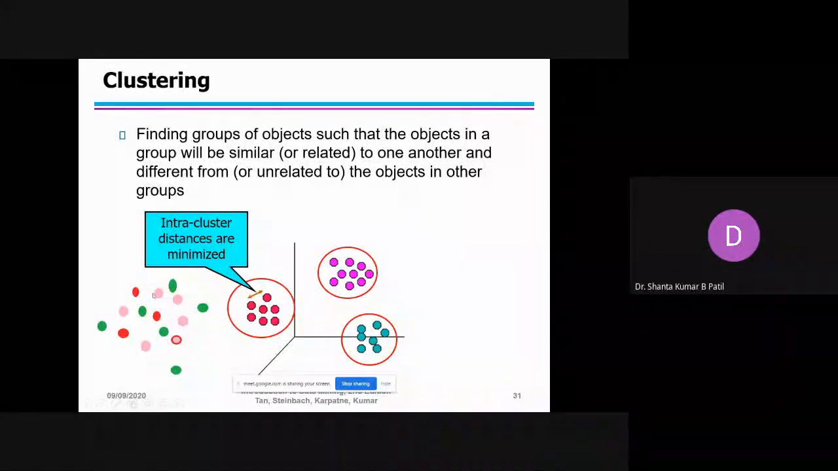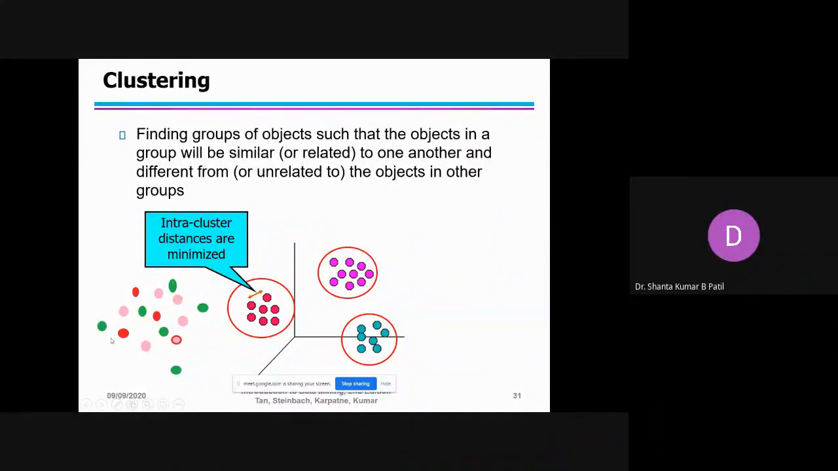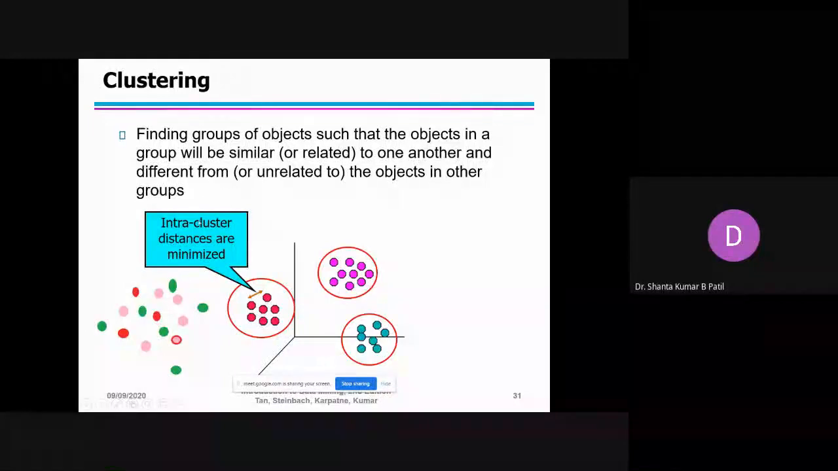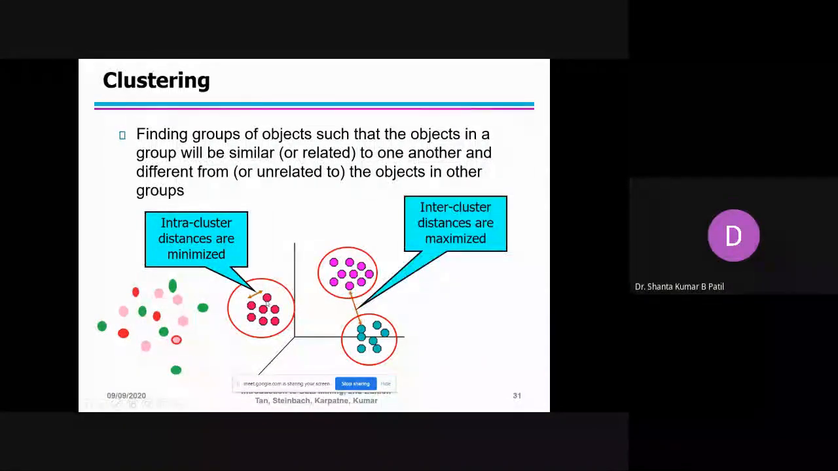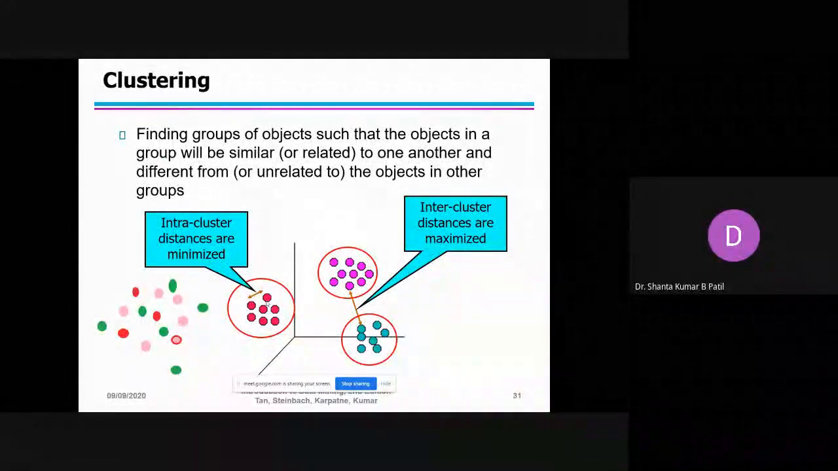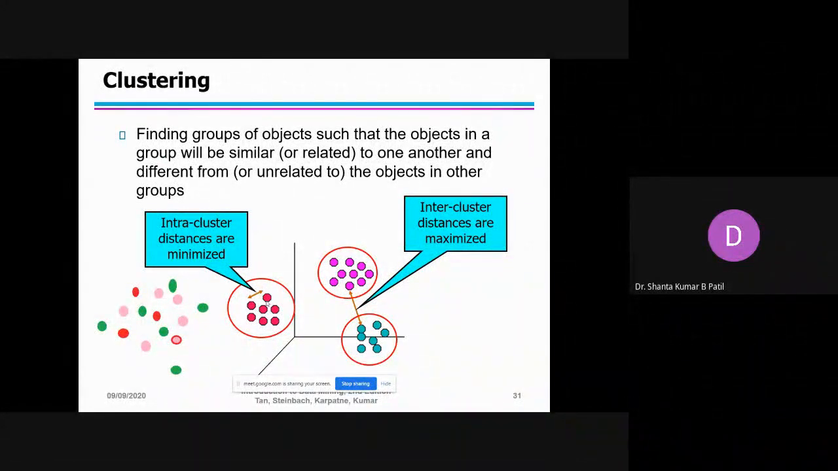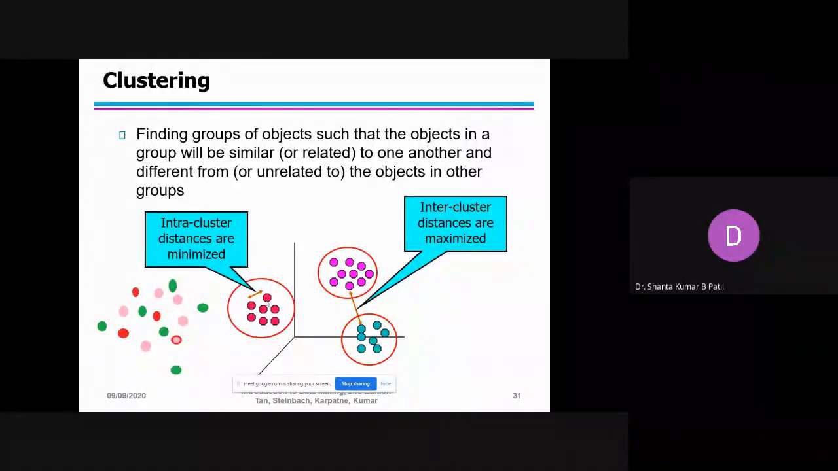So make a note. This is a small database, or you can take it as the warehouse. With the help of the clustering tool, you can segregate. Once you have segregated, intra-cluster distance is very small, whereas inter-cluster distance is very large. Inter-cluster distance is maximized with the help of the clustering.